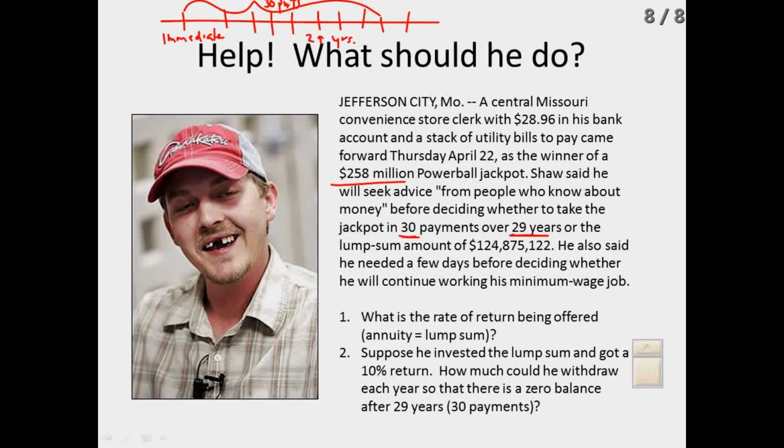258 divided by 30, because he's getting 258 in 30 equal payments. So what is that? 86, approximately? Okay. So he's going to get $8.6 million per year.